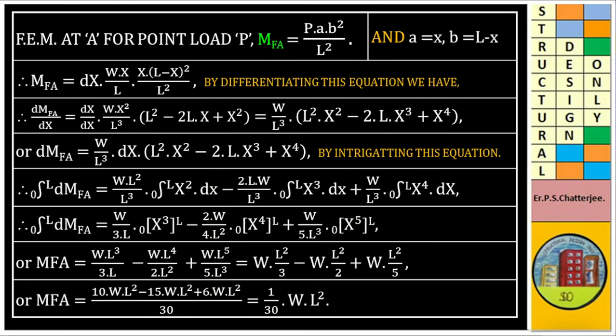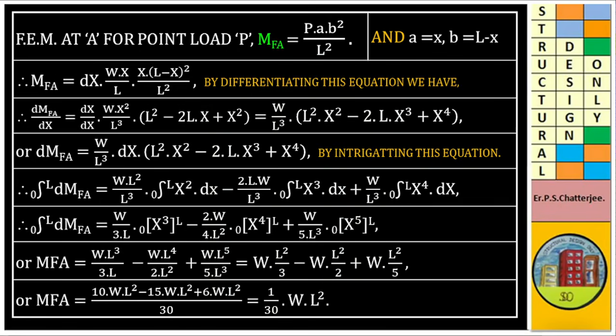dMFA by dx is equal to dx by dx into W X square by L cube into (L cube minus 2 L X plus X square), which is equal to W by L cube into (L square X square minus 2 L X cube plus X to the power 4). Therefore, dMFA is equal to W by L cube into dx into (L square X square minus 2 L X cube plus X to the power 4).